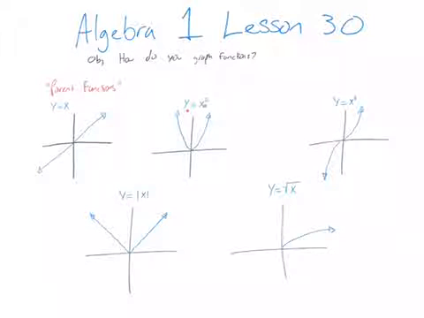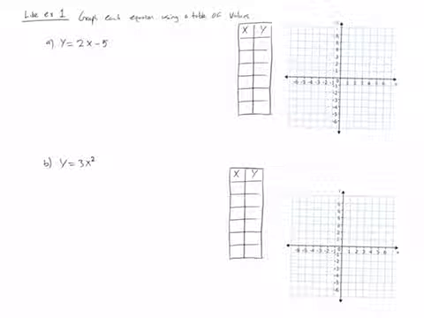So if you see something that has an x squared in it, or the absolute value of x, or just y equals x, or square root of x, or x cubed, you'll have a basic idea of what it's going to look like based on its parent function. So let's go ahead and try some of these. It says graph each equation using a table of values.